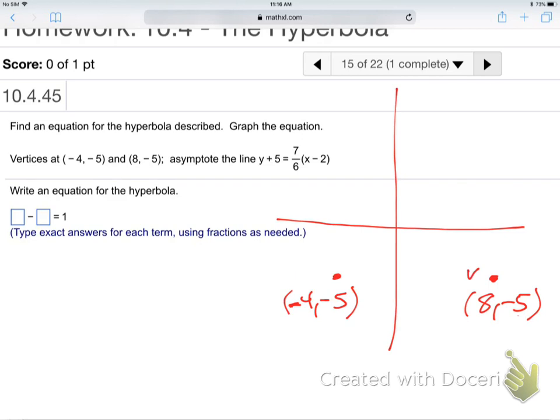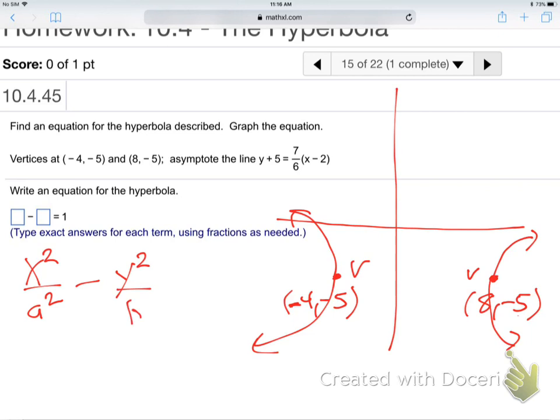And the focus, oh, no, don't give me the focus. Okay, so are the branches right, left, or up, down? They're clearly right, left. So we got a branch going like that, and a branch going like that. Good so far, branches right, left. Now that means in our equation, it's x squared first when it comes to writing the equation, because it's right, left branches instead of up, down branches.